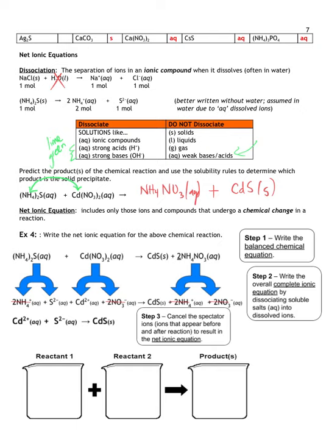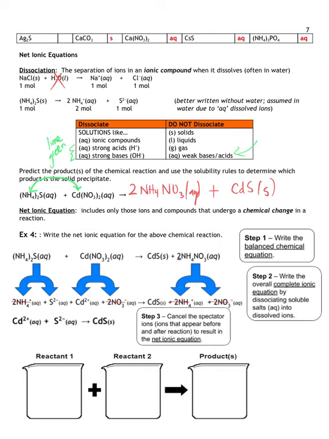Balancing this out, I see 2 ammoniums, so I'm going to put a 2 coefficient here. That actually helps to balance the nitrates because there's 2 nitrates here, 2 ammoniums and 2 nitrates. Putting a 2 in front really accounts for the 2. Cadmium, 1 cadmium, 1 sulfide, 1 sulfide. So this all looks balanced out.